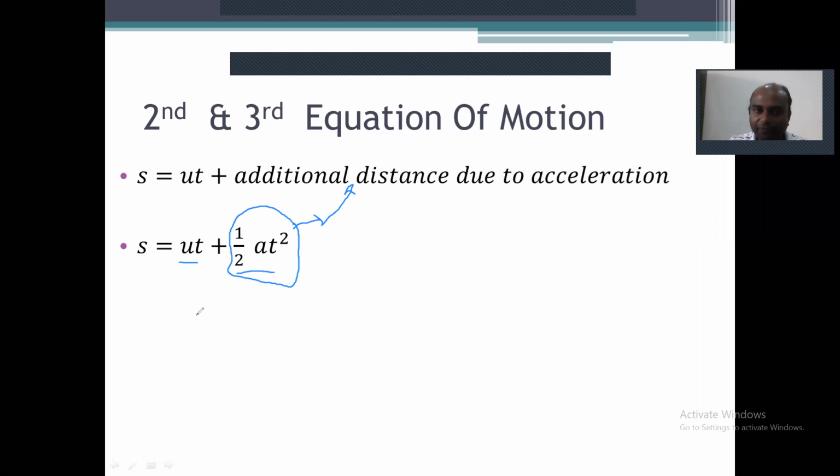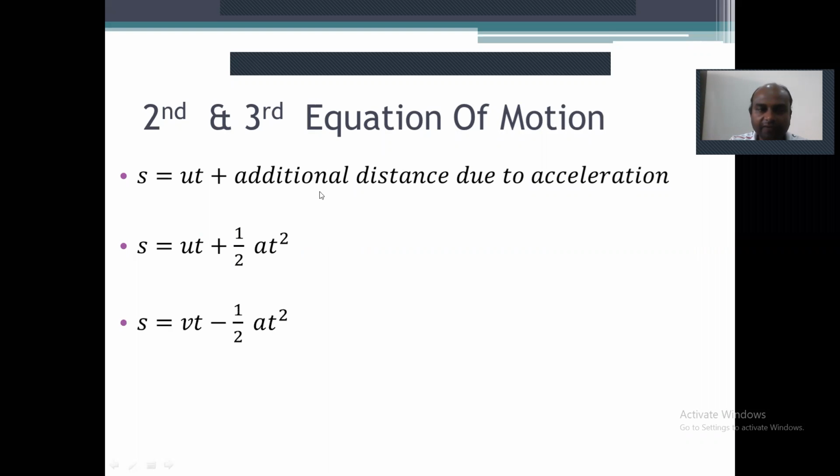So if the body was not accelerating, then it would have covered a distance of ut, and since it was accelerating, it covered an additional distance of half at squared. Now, going by the same logic, we can have another equation. S is vt minus half at square.